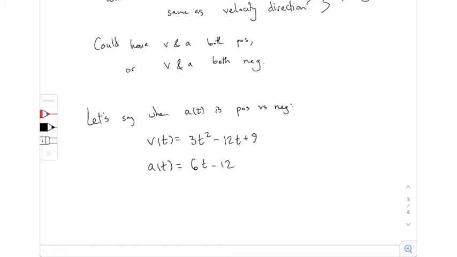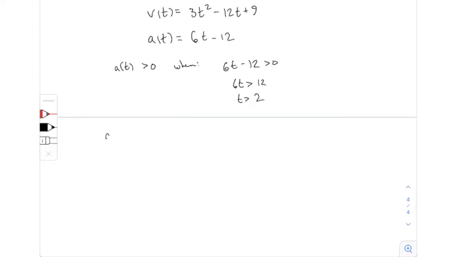So where is the acceleration positive versus negative? All right, that's easy enough to decide. A of t is positive when 6t minus 12 is positive, and we can solve this for t, right? Add the 12 over there. It says 6t greater than 12, t greater than 2. So the acceleration is positive when t is greater than 2, and the acceleration will be negative when t is less than 2. All right, so A is positive when t is greater than 2, and it's negative when t is less than 2.